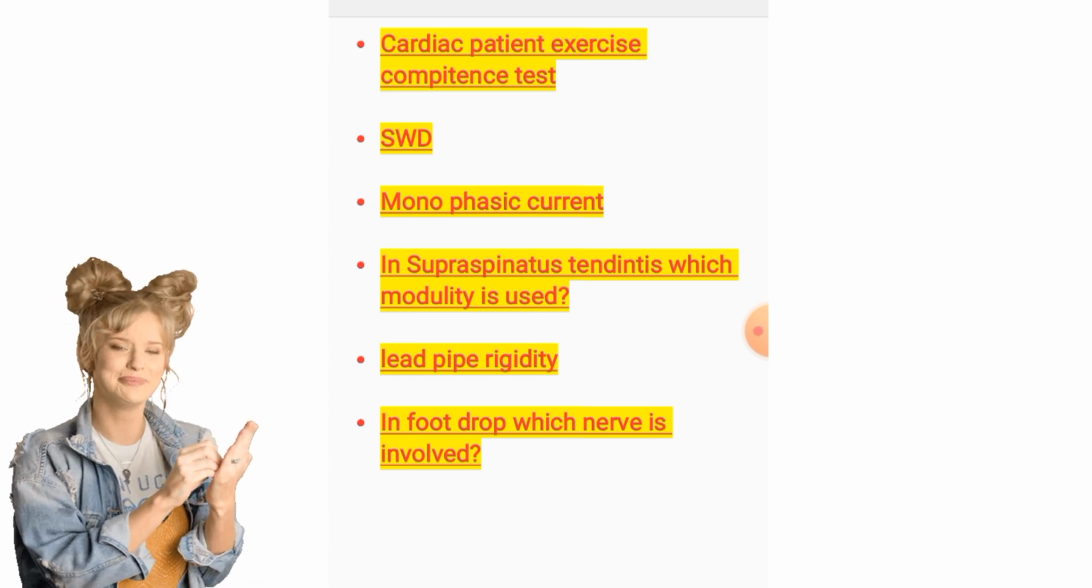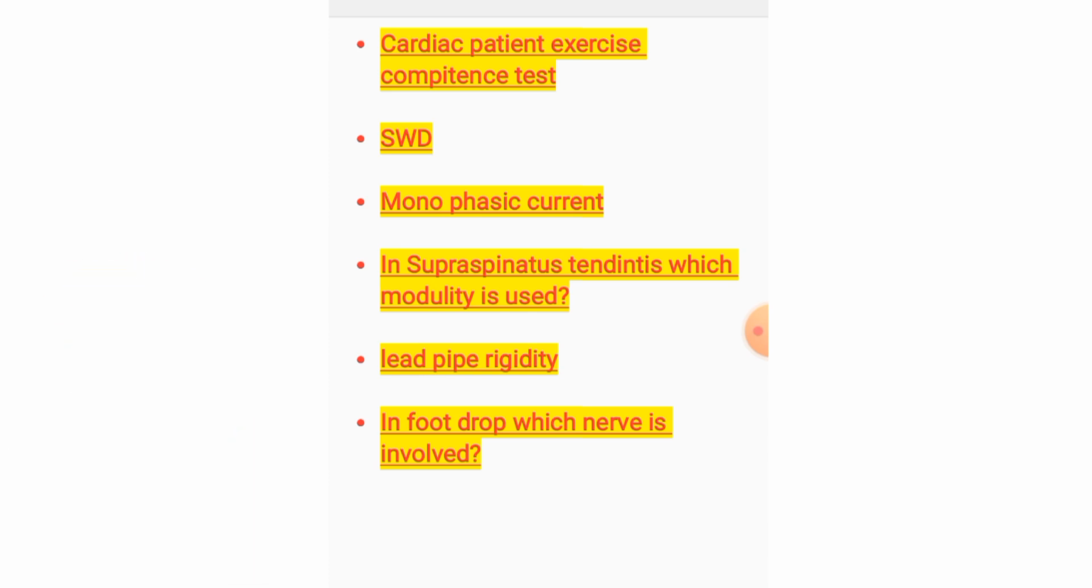Cardiac patient exercise competence test, short wave diathermy, monophasic current. In supraspinatus tendinitis, which modality is used? Lead pipe rigidity. In foot drop, which nerve is involved? Let's move towards the next slide.